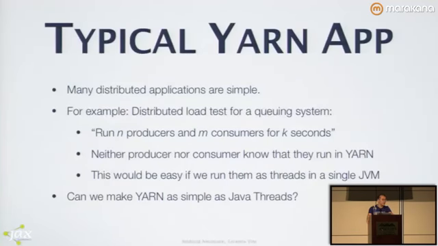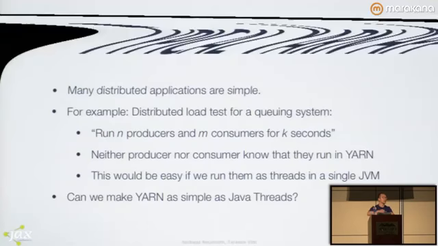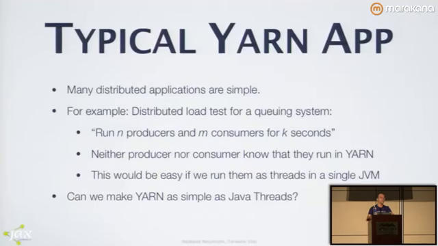And we think that most of the typical distributed applications are relatively simple, simple in the way that you always have a bunch of tasks. They may be the same task, they may be different tasks. And then I want to run it on a cluster with n number of instances of this, n number of tasks. So there are several examples, right? For example, I want to run m producers and m consumers for a limited amount of time.